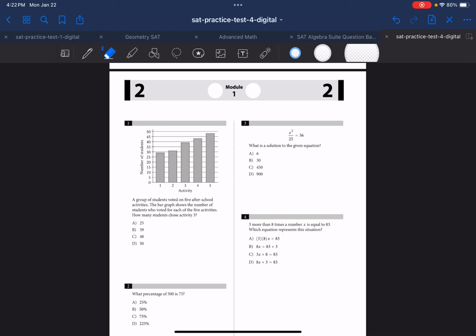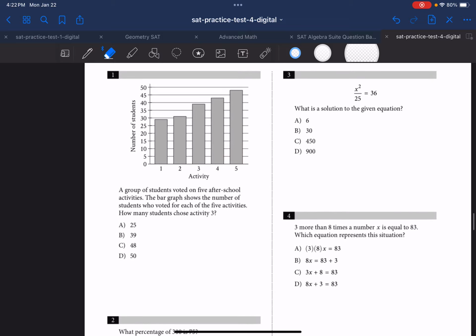Hello everyone. Today I'm going to go through module 1 of the digital SAT math for practice test number 4 that was provided by the College Board. So, heading on to the first question right away.